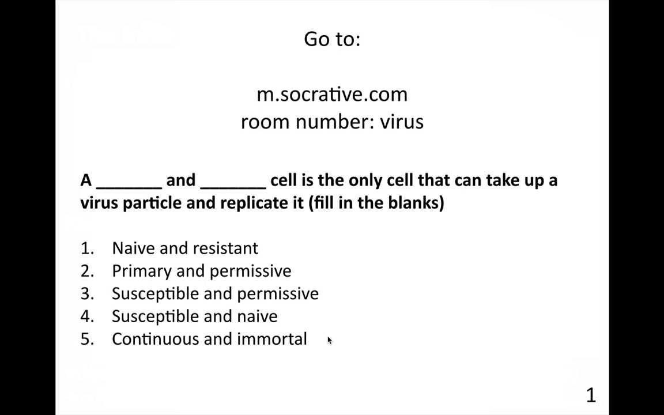If you would like, you can pause the video at this point because I'm going to give you the answer right now if you need some more time to think of it. The answer, of course, is number 3, susceptible and permissive. Remember, susceptible cells have a receptor. Permissive cells mean the cells can support virus replication. That means everything that goes on past the receptor step.